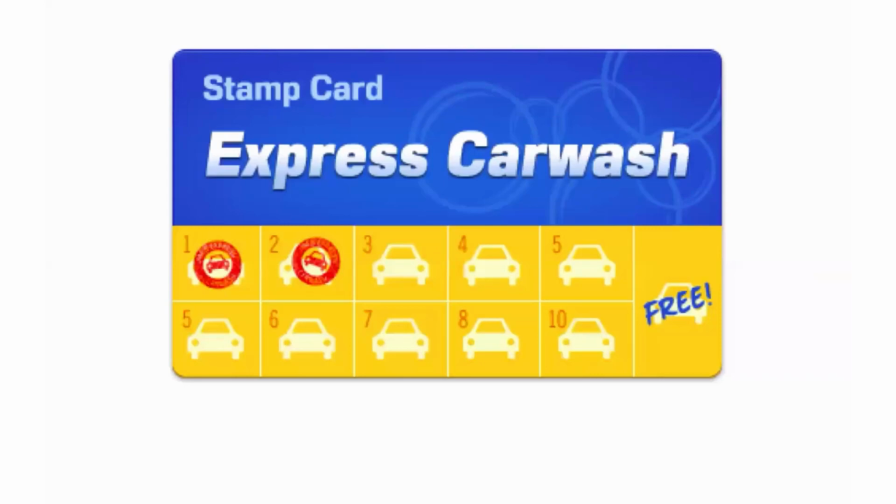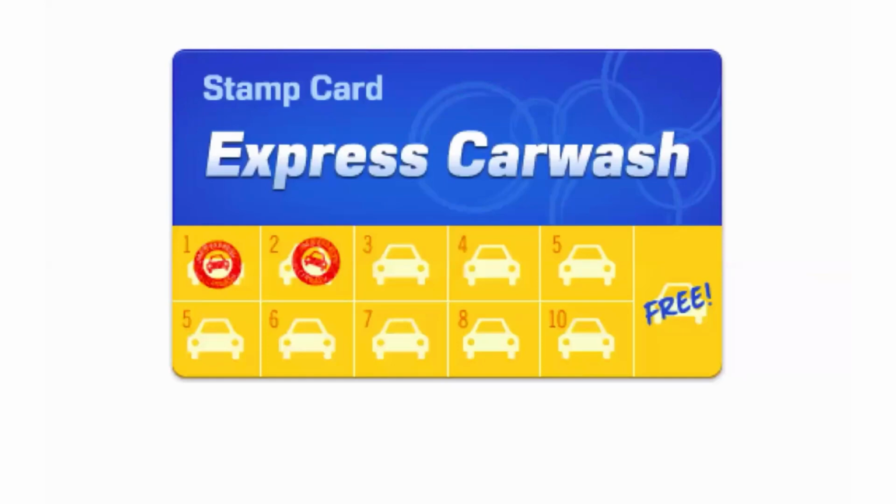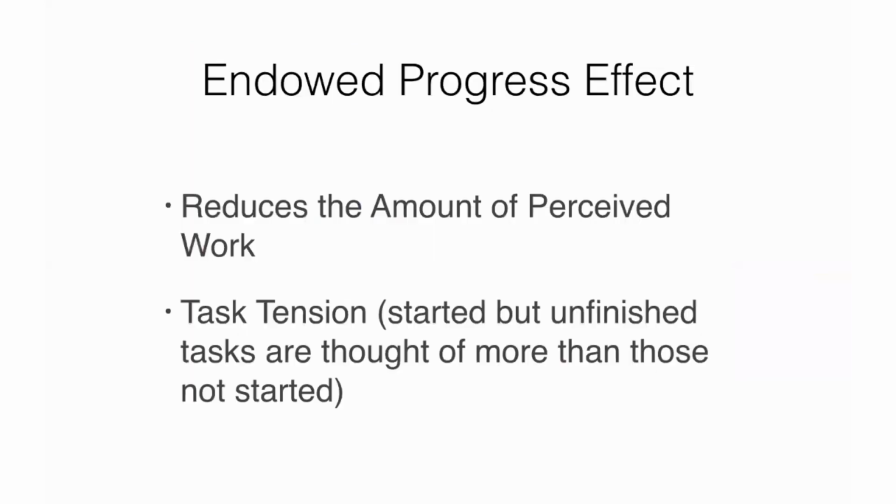This touches a little bit on gamification. But again, the Endowed Progress Effect reduces the amount of perceived work, because in this case, I only have to do 80% of the work to get to the goal because 20% is already done. It also creates what's called task tension, which is where started but unfinished tasks are thought of more than those not started. And I think this is where LearnDash is so huge. And obviously, like I said, I love LearnDash. I'll try not to get too fanboy on it, but the progress bars, the check marks, all of those things seem kind of simple, but they have a really profound effect on people in a membership site.